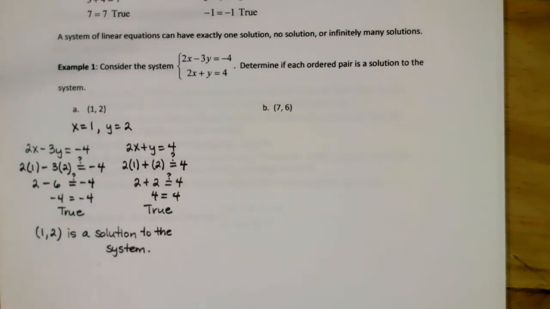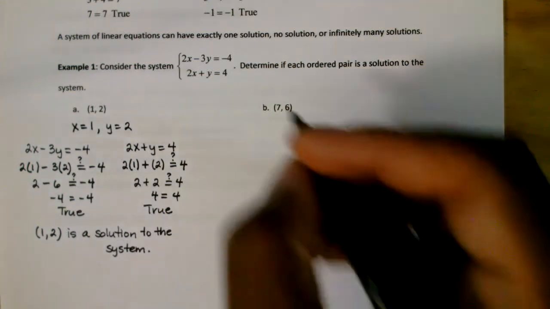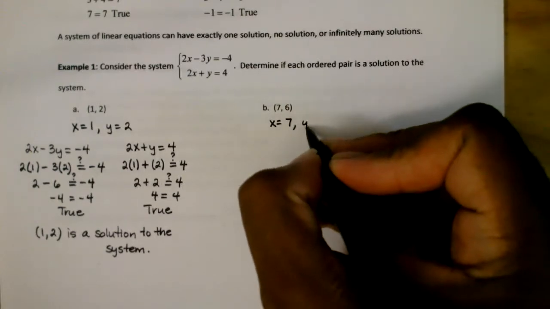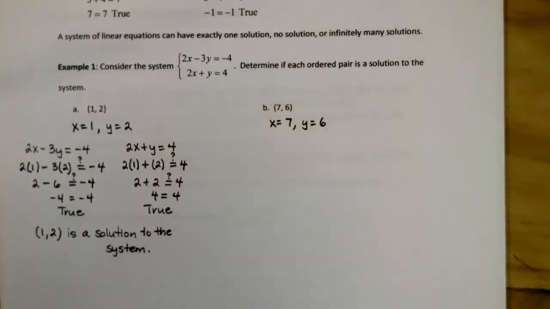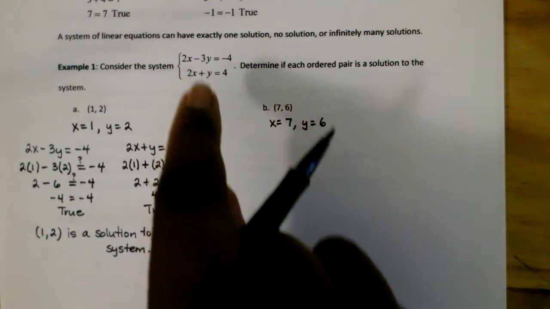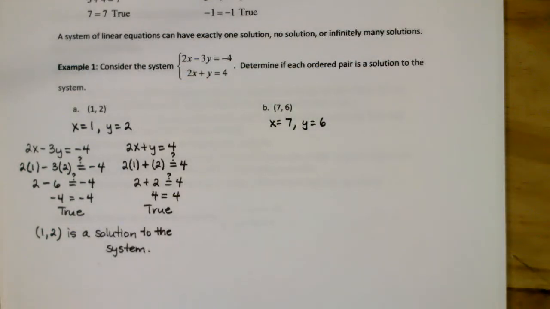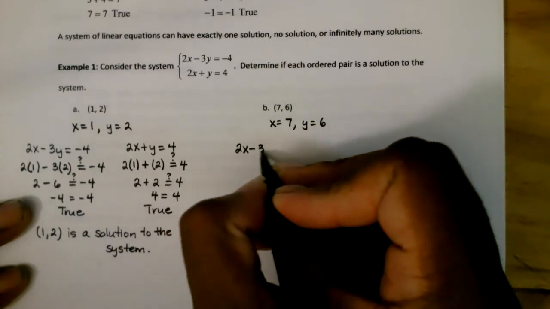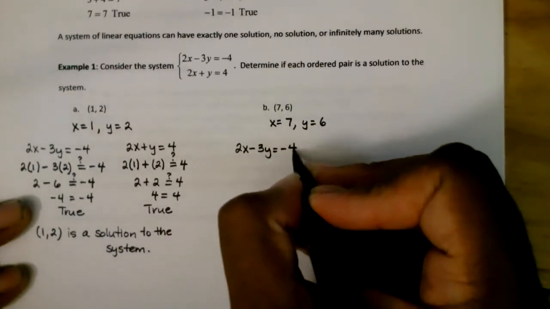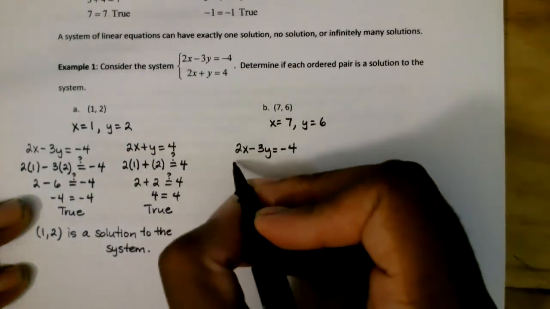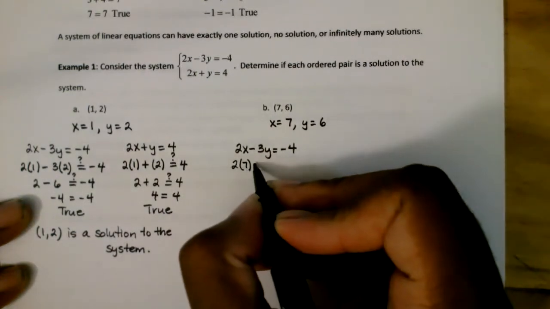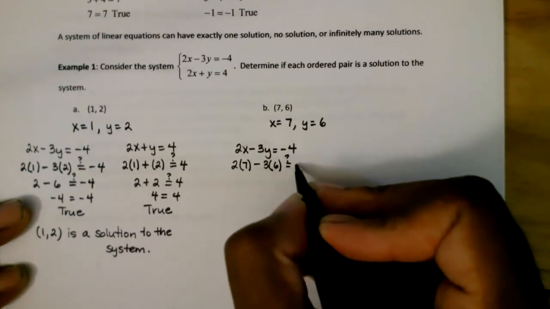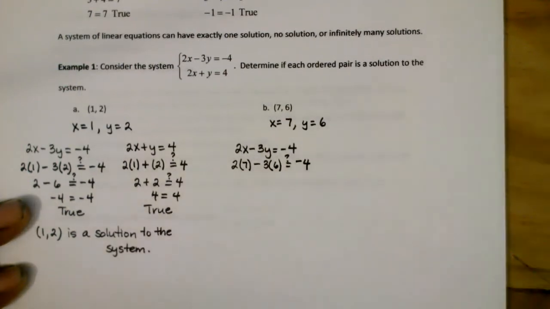Now, what about the ordered pair (7, 6), which is part B? In this case, my x is the x-coordinate 7, and the y will be the y-coordinate 6. So for each equation in that system, I'm going to substitute the x with 7 and the y with 6. For 2x minus 3y equals negative 4, I get 2 times 7 minus 3 times 6, and I want to know if that's going to be equal to negative 4.